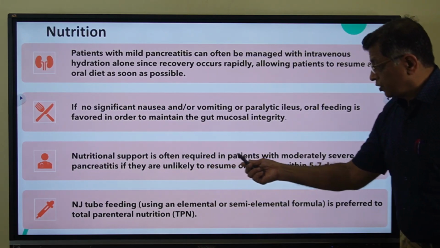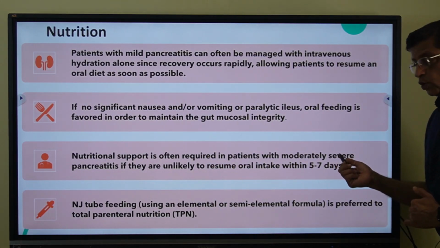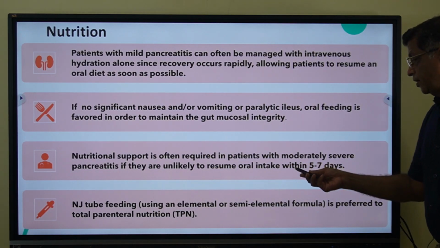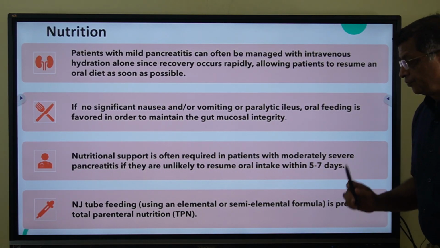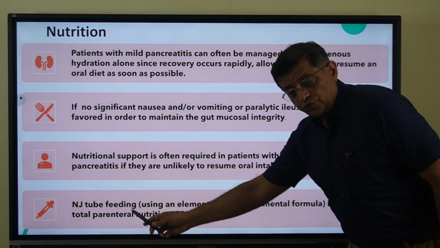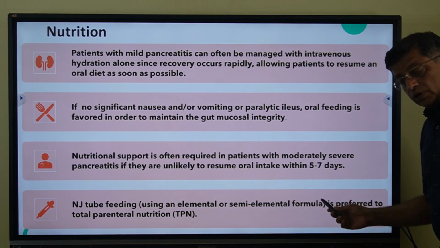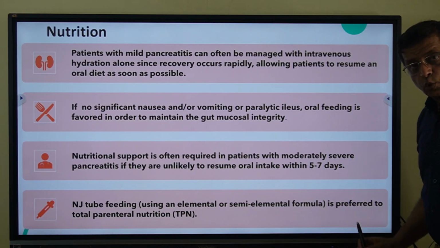Nutritional support is often required in patients with moderately severe acute pancreatitis, because they are unlikely to resume diet for 5 to 7 days. Nasojejunal tube feeding with elemental or semi-elemental formula is preferred over total parenteral nutrition.